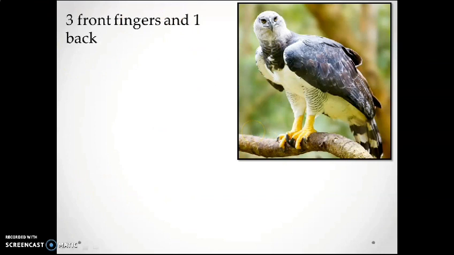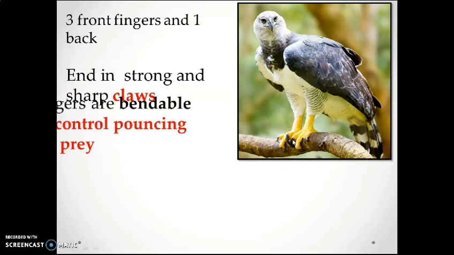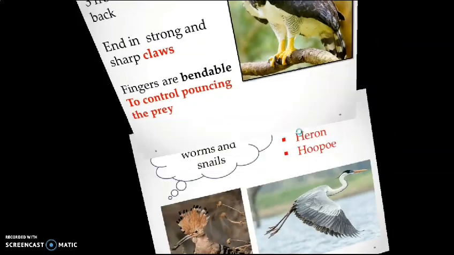In legs, there are three front fingers and one back, with strong and sharp claws. The fingers are bendable. Give reason: the fingers are bendable to control pouncing on the prey.